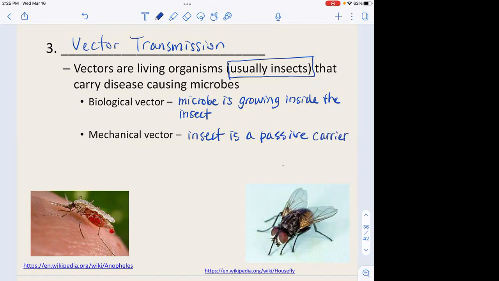The best example I could think of there is maybe a fly that lands on some manure in the farmyard, picks up some bacteria from that manure, and then goes and lands on the potato salad at the picnic. And now the potato salad is contaminated. So basically that pathogen is just hitching a ride on the insect in that case.